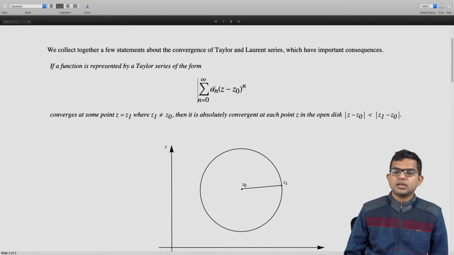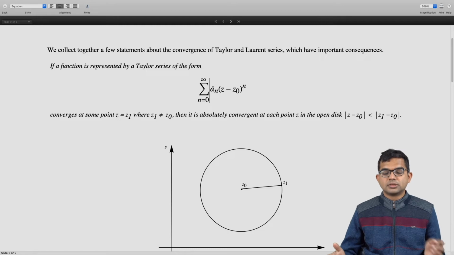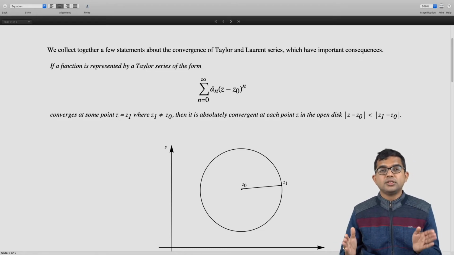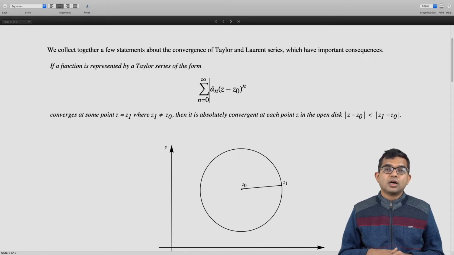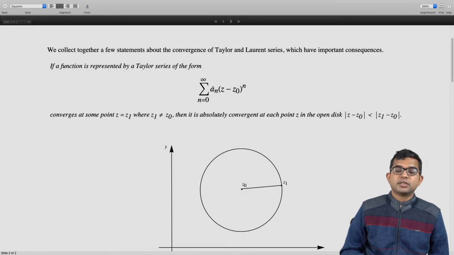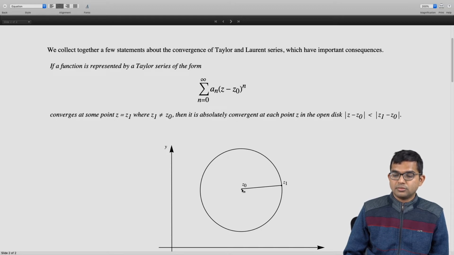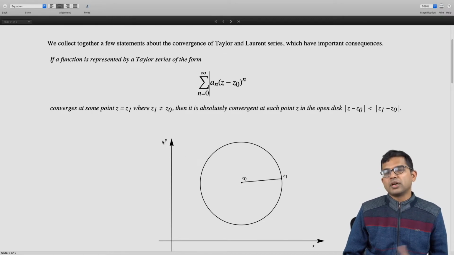Absolutely convergent simply means that you can think of these as a bunch of complex numbers being added, but in place of these different complex numbers, you simply replace each term in your series expansion by its absolute value, right? Even that is going to converge at every point that lies in the interior of the region defined by the circle centered about z0 whose radius is mod of z1 minus z0, right? So that's a theorem, and it's not very difficult to prove.